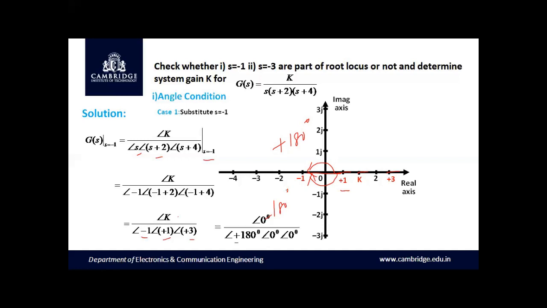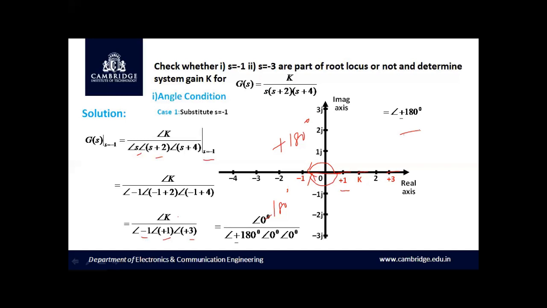Let us substitute for all the angles. For k it is 0 degree divided by angle of minus 1, that is plus or minus 180 degree, into for plus 1 it is 0 degree, and again for plus 3 it is 0 degree. We have substituted for all the angles. And now we get angle 0 degree minus angle of plus or minus 180 degree. Hence finally we get plus or minus 180 degree, which means that it is satisfying the angle condition.